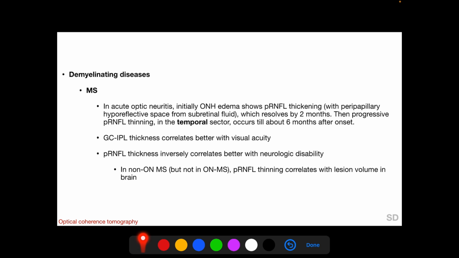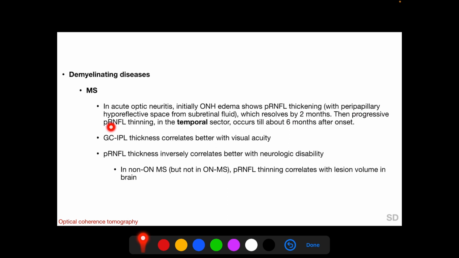Coming to demyelinating disease, first we have multiple sclerosis. In acute optic neuritis, initially ONH edema occurs. So this is not retrobulbar neuritis, we are talking about optic neuritis. There is an ONH edema initially, and that results in p-RNFL thickness increase. And since there is ONH edema, as we have seen in the earlier slide, there is peripapillary hyporeflective space from subretinal fluid, and this edema resolves by a couple of months.